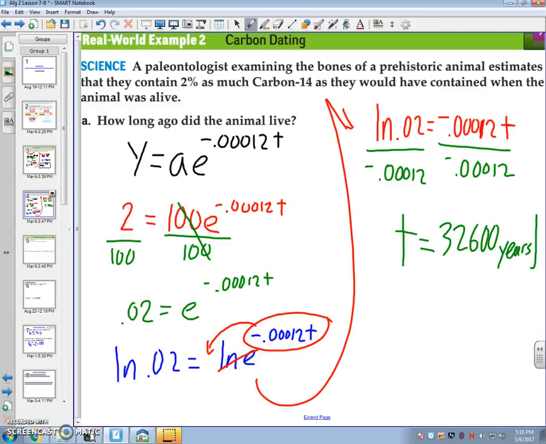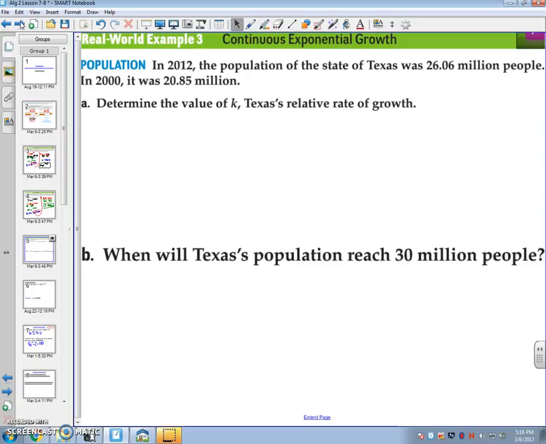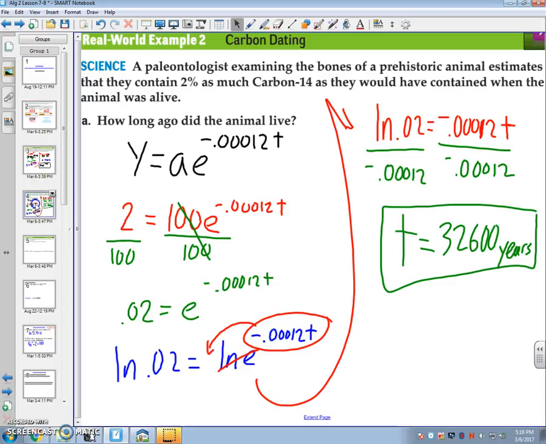All right. So this is how old this animal lived, or how old it really is, this bone or fossil is. There's only 2% left over from before. It's 32,600. This is how they figure out how old fossils are. All right, this also works for continuous exponential growth. Remember, continuous basically is this formula, y equals ae to the kt.